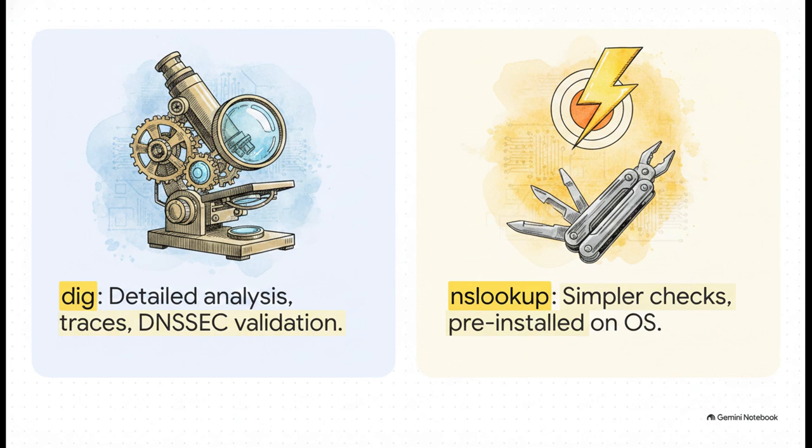To diagnose this stuff, you basically have two main tools. Now, nslookup is great for simple, quick checks, mostly because it's already pre-installed on practically every Windows and Mac machine on the planet. But dig is your absolute powerhouse. It gives you this incredibly detailed analysis, letting you trace paths, validate that DNSSEC chain, and even run massive batch queries for really complex environments.